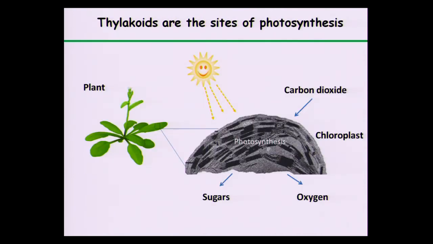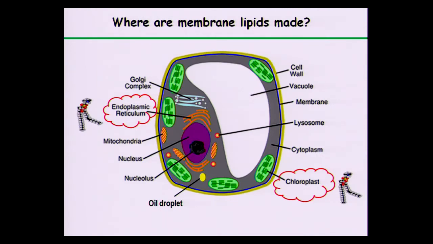So what does a thylakoid do? Thylakoid is the site of photosynthesis, a process by which plants use sunlight as the energy source to convert carbon dioxide into sugar with release of oxygen. So where are membrane lipids made? In plant cells, there are two important organelles that coordinate and synthesize the majority of membrane lipids. These two organelles are chloroplast and ER.